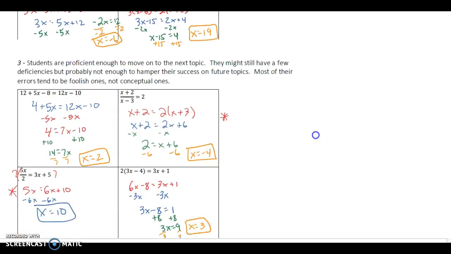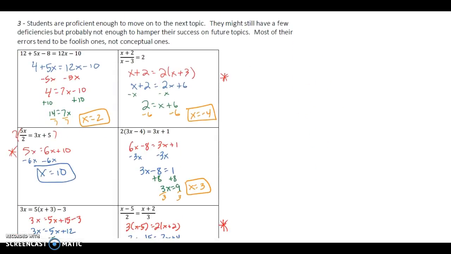A 3 would be still proficient, but proficient enough to move on to the next topic. So we're not talking about excellent here. We're talking about good work, but not excellent work. They might still have a few deficiencies, but probably not enough to hamper their success on future topics. Most of their errors tend to be foolish ones, not conceptual. Again, those mistakes of not attending to precision. We might see more of those creep up here, but we're not seeing any major conceptual gaps.